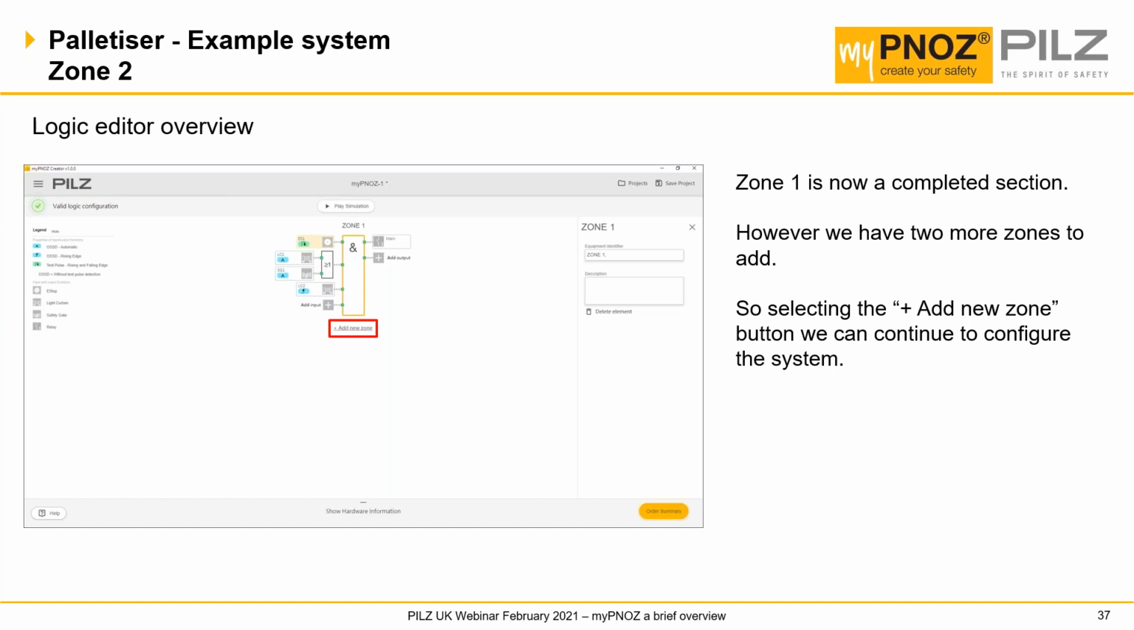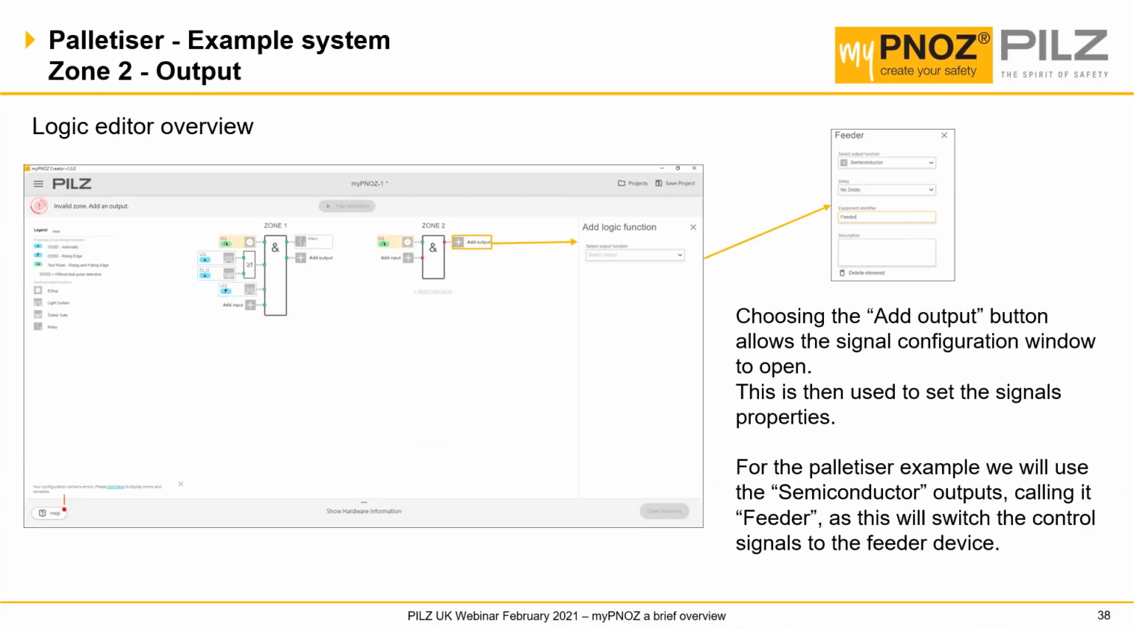So now we have made that zone, we can click on the Add Zone button and we can continue configuring the system. Again, I prefer to start from the output, so I use the Add Output button. This allows the configurator window to open, and I'm going to use a semiconductor output, calling it the feeder, as this will switch the control signals to the feeder.